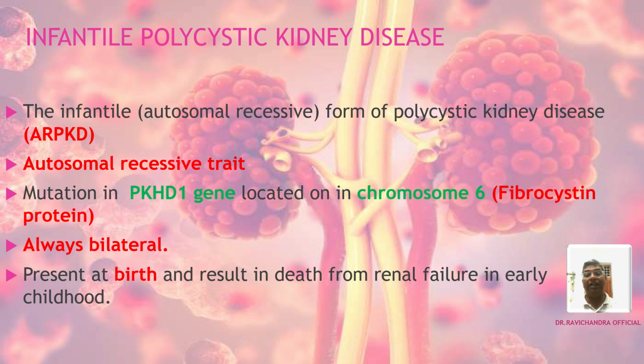Coming to infantile polycystic kidney disease, or autosomal recessive polycystic kidney disease. It is because of the PKHD1 gene located on chromosome 6, and it encodes for the fibrocystin protein. It is always bilateral, presents at birth, and results in death from renal failure in early childhood.